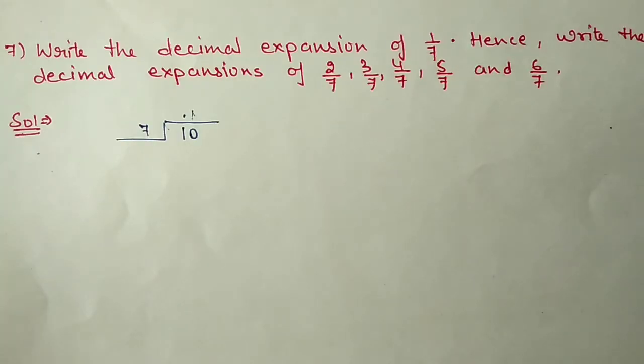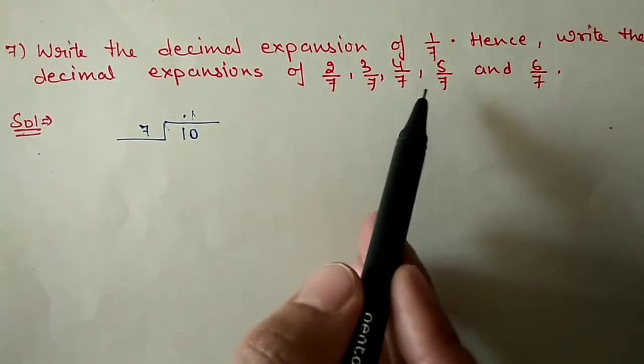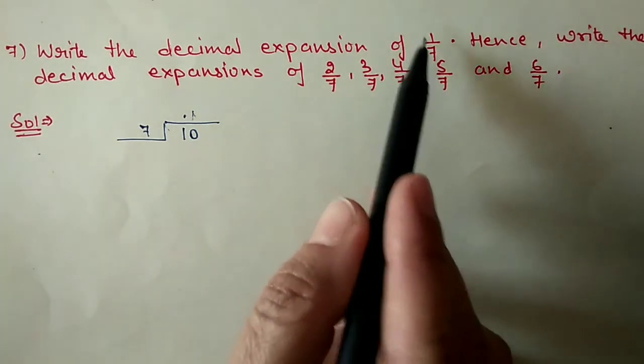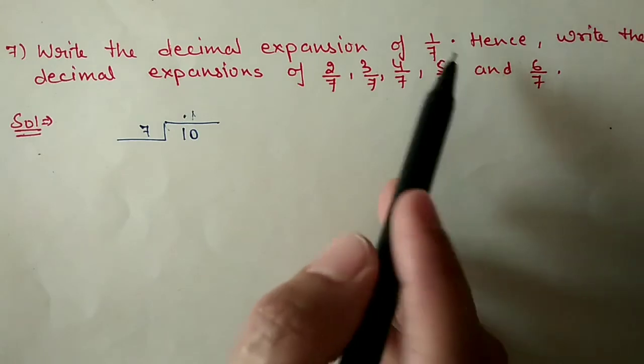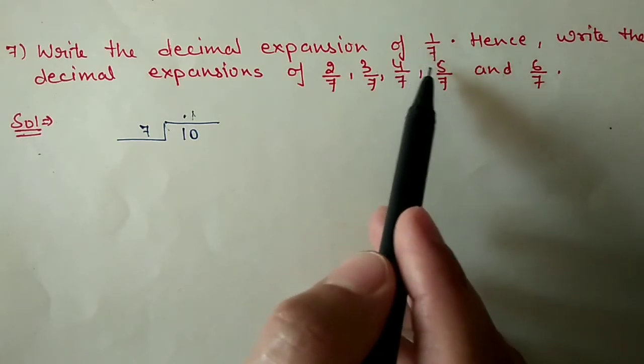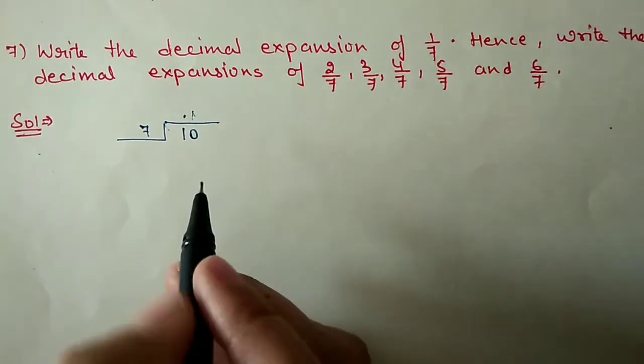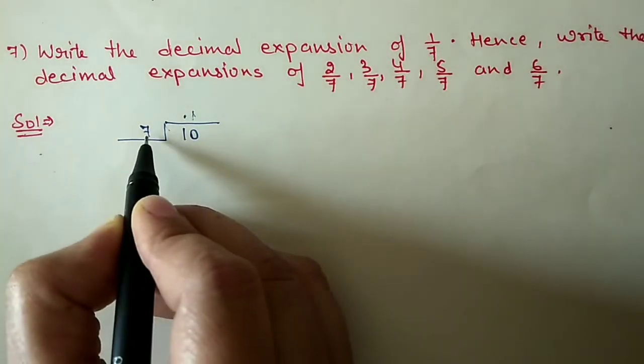Next, question number 7. Write the decimal expansion of 1 by 7. Hence write the decimal expansion of 2 by 7, 3 by 7, 4 by 7, 5 by 7 and 6 by 7. So first we will change 1 by 7 into decimal, because here the denominator is not in the form of 2 to the power m and 5 to the power n. So we have to divide it simply. So 1 we have to divide by 7.